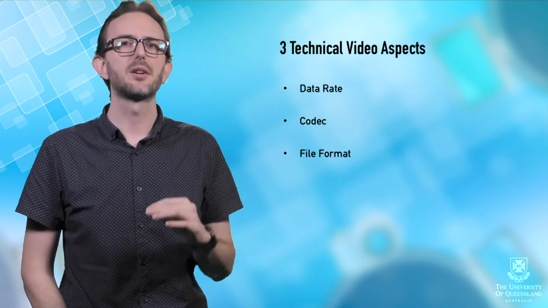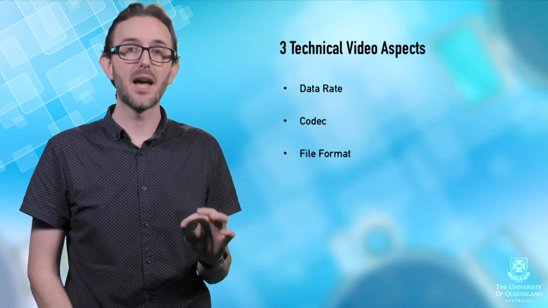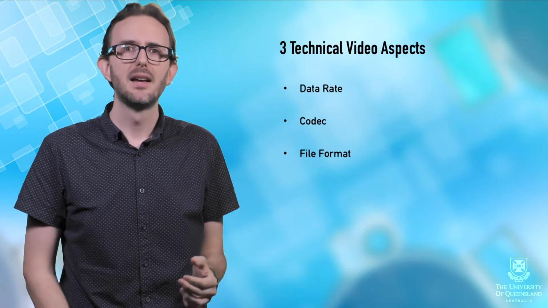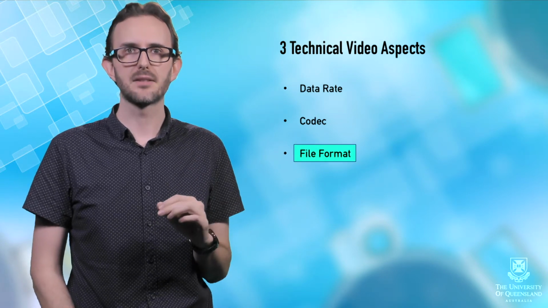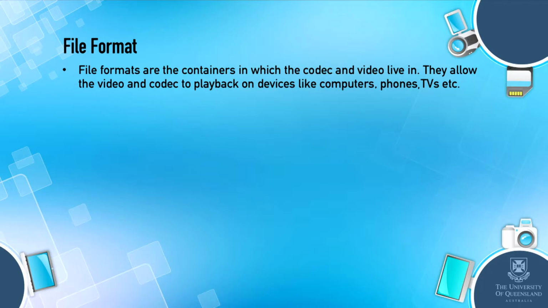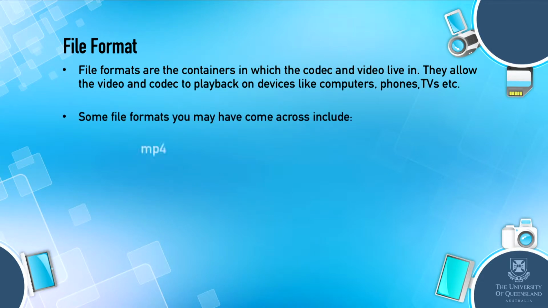Codecs can't exist on their own. They need a container format or file format to live in. So this brings us to the final piece of the puzzle: file formats. File formats are the containers in which the codec and video live. They allow the video and codec to play back on devices like computers, phones, and televisions. Some file formats you may have come across include MP4, M4V, MOV, AVI, and WMV.